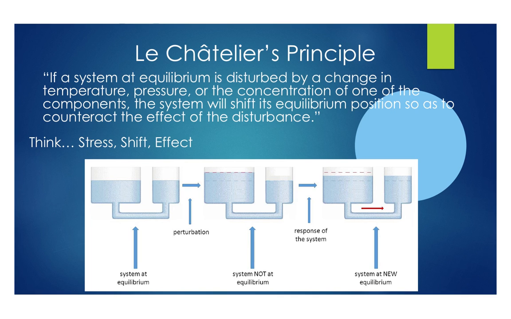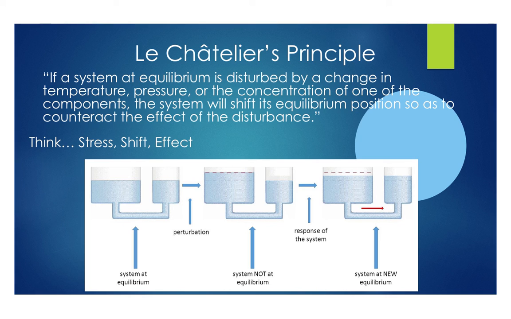LeChatelier was a French chemist, and he eventually came up with this principle after doing a bunch of experimentation. It says that if a system at equilibrium is disturbed by a change in temperature, pressure, or the concentration of one of the components, the system will shift its equilibrium position so as to counteract the effect of the disturbance. Basically, something that's at equilibrium always wants to return to equilibrium. So if there's a stress or a change, the system will respond in a way that brings it back to an equilibrium position.